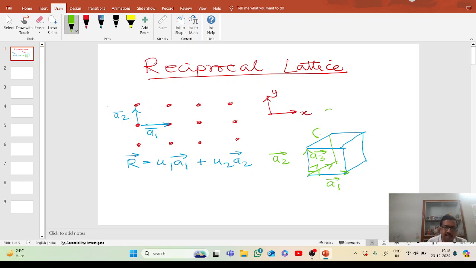Now, this is the direct lattice. That means it is in physical space. It is in physical space. That means it's actually there in existence. Okay. Now, the concept of reciprocal lattice is very important in case of diffraction and X-ray diffraction, any kind of diffraction or any kind of experiment where you want to find out what is happening in the Fourier space or what is happening in the wave vector space.